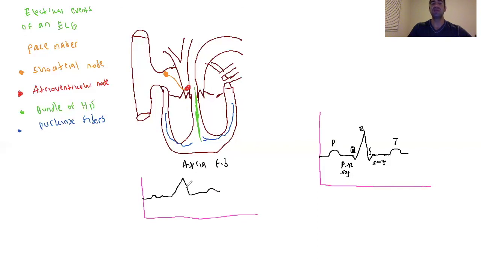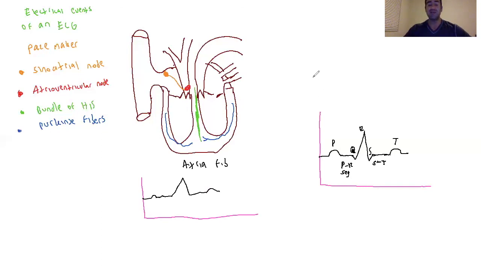So it's more or less the absence of the P wave because the atria are kind of going like this. So they're not really contracting. You still will have blood pressure with this, but it will be clear that there's something wrong.